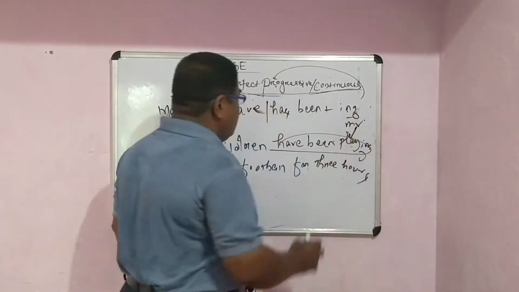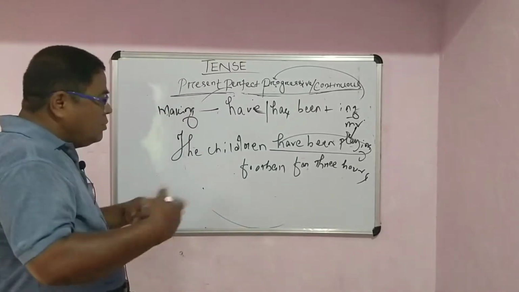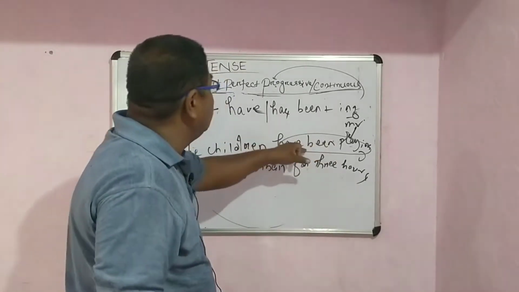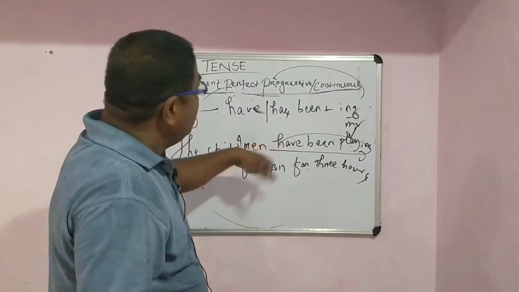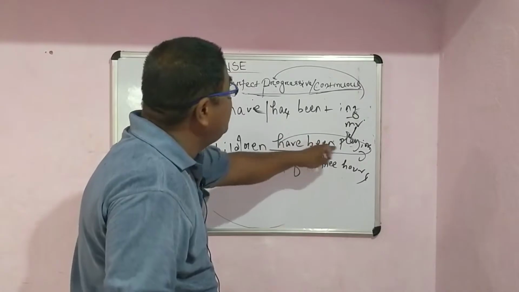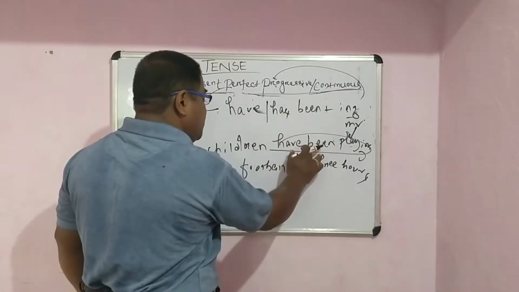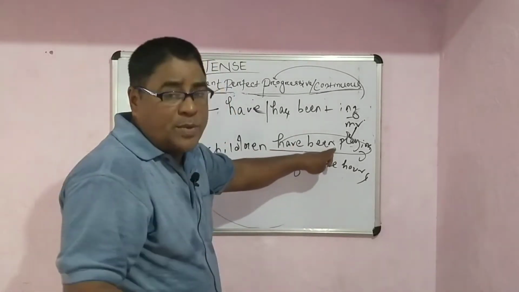So this -ing is the progressive. So "have been playing" is the present perfect progressive. Now, lots of questions may come to your mind: why is the present perfect progressive used here? Remember, you know present perfect as has been plus -ing or have been plus -ing. Here, have been plus -ing is the present perfect progressive. But the question is, why do we use present perfect progressive here?